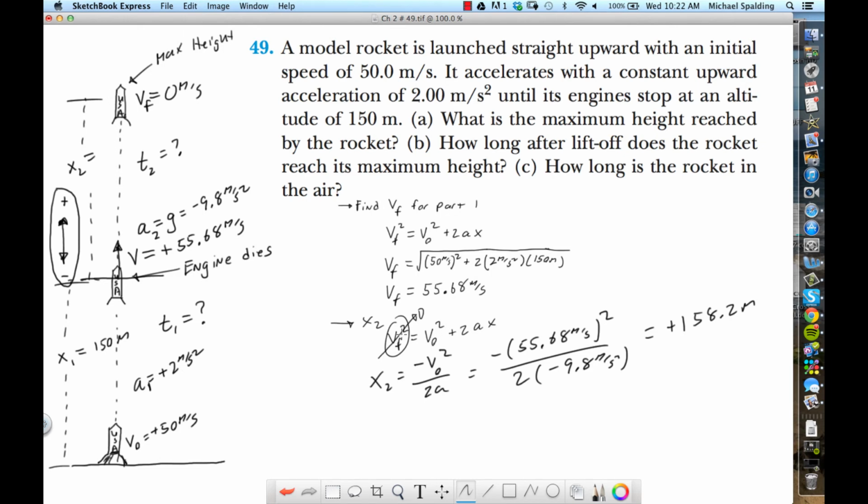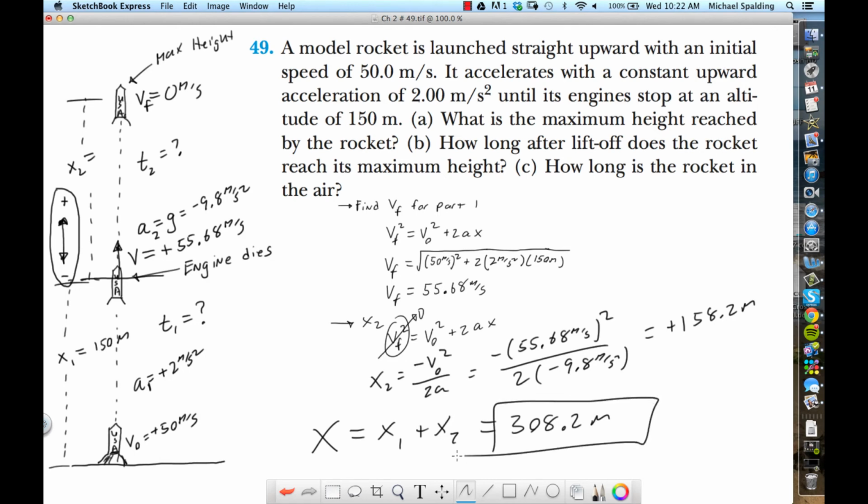Okay, so what is the total height going to be? The total height is going to be x1 plus x2, so you add these together and you get 308.2. So this is just a multi-step problem where you have to combine part 1 with part 2. Okay, second question. How long after liftoff does the rocket reach its maximum height?